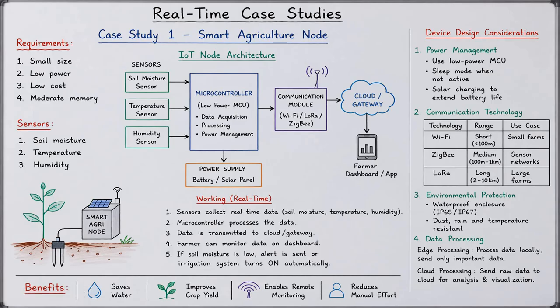So a smart agriculture node, it is designed to be simple, energy efficient and the cost effective, and it is a perfect example of practical IoT in the real life farming. So here the benefits are, it will save the water, it will improve the crop yield, then enables the remote monitoring and reduces the manual effort.